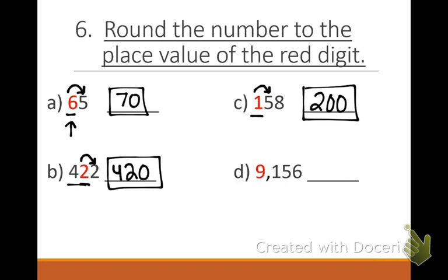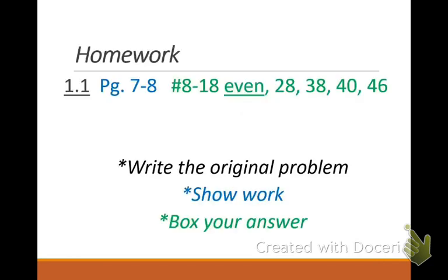All right, hopefully you had time to do the last one. What place is this red number in? The thousands. The thousands asks his neighbor next to him, are you 5 or bigger? And he says no, so what happens to the 9? It stays the same, and what happens to the last 3 digits? They become 0. So 9,156 rounded to the nearest 1,000 is 9,000.